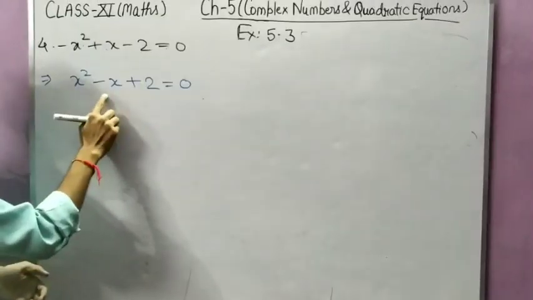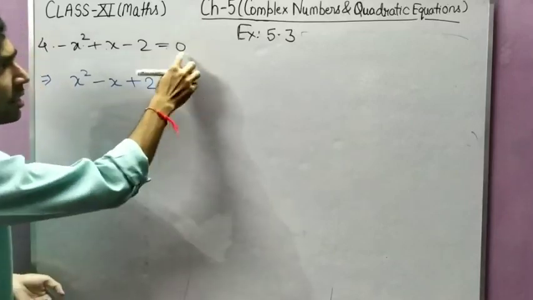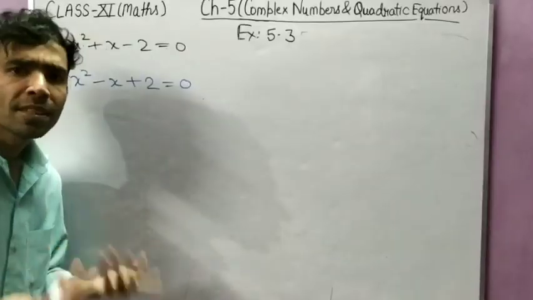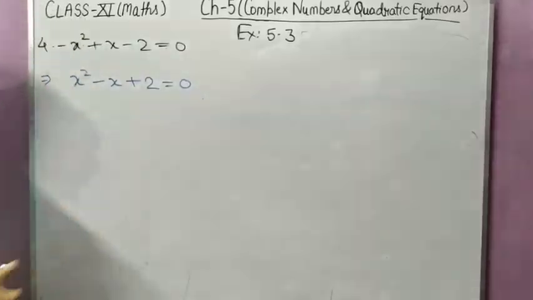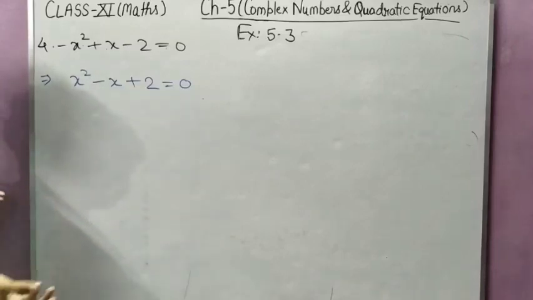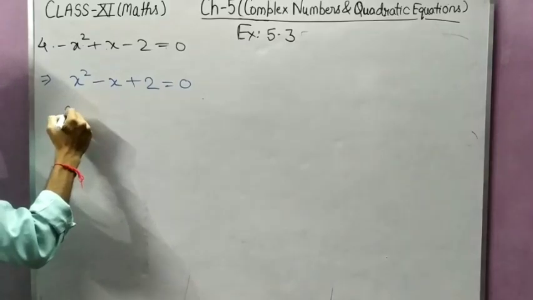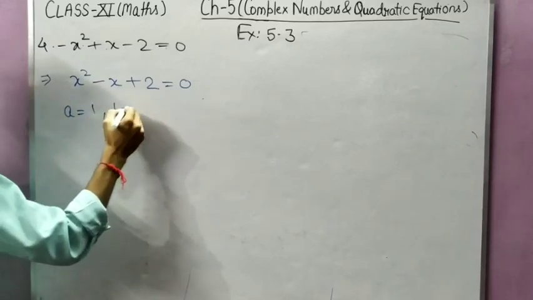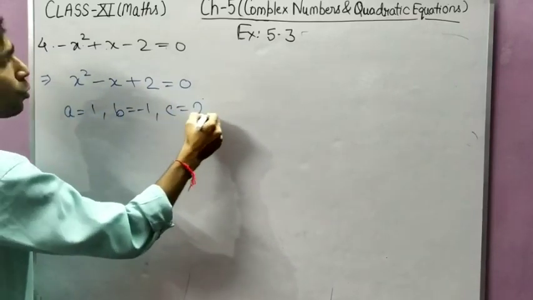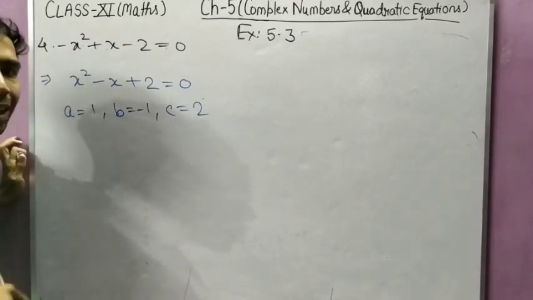So x square minus x plus 2 will come, and this side 0 into minus will always come 0. So this will come. Okay. Now when you will compare this equation with the general form, you will get a equal to 1, b is equal to -1 and c equal to 2. ठीक है. So first you calculate d.